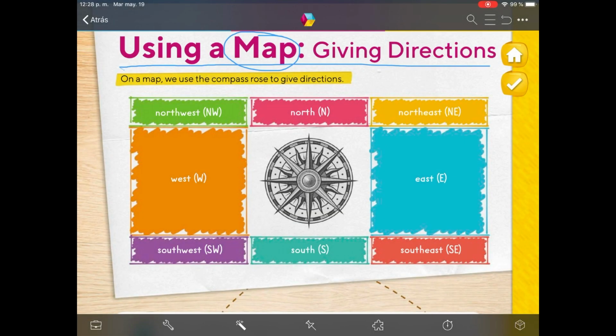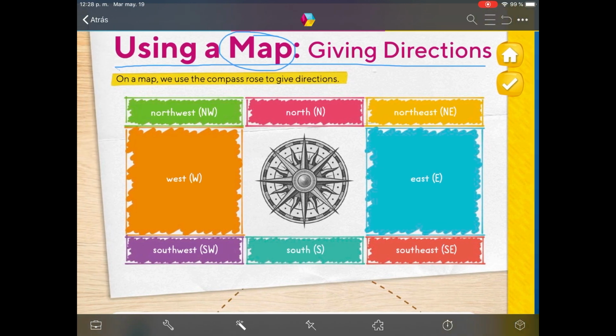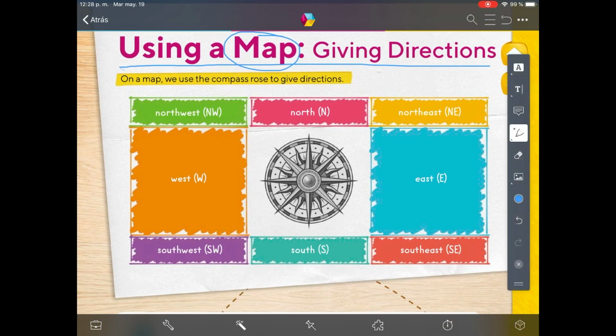Okay, on page 73, using a map giving directions, it says on a map we use the compass rose to give directions. I'm circling the compass rose. This is the compass rose, and it shows us the directions in a map. The compass rose. What is it? Yes, it is a compass rose.